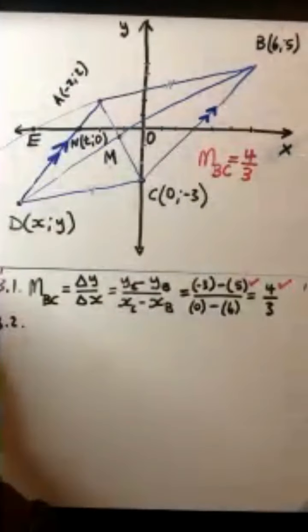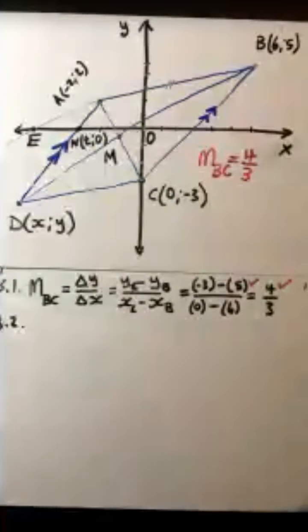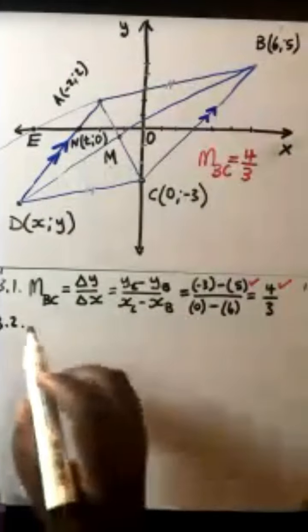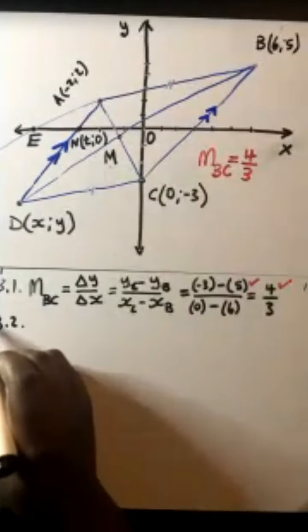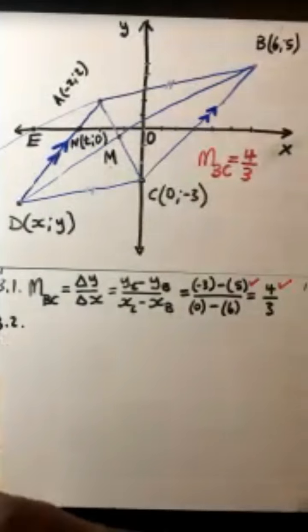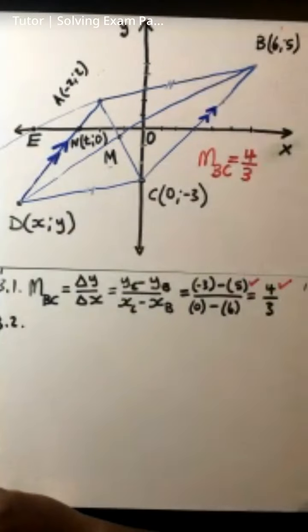So now let's move to question 3.2. It says determine the equation of AD. Ladies and gentlemen, determine the equation of AD. So equation of AD is what they want you to determine. So this question, I think it's allocated 3 marks.